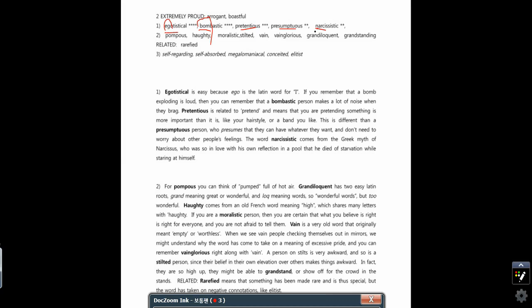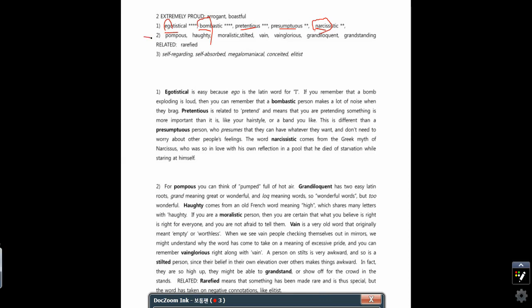There was a Greek god named Narcissus, and he fell in love with his own image. He fell so deeply in love with his image that he never left the side of a pool when he saw it. He actually stayed so long at the pool that he died because he wouldn't leave his own reflection. That's how arrogant he was and self-absorbed. So that's definitely extremely proud.